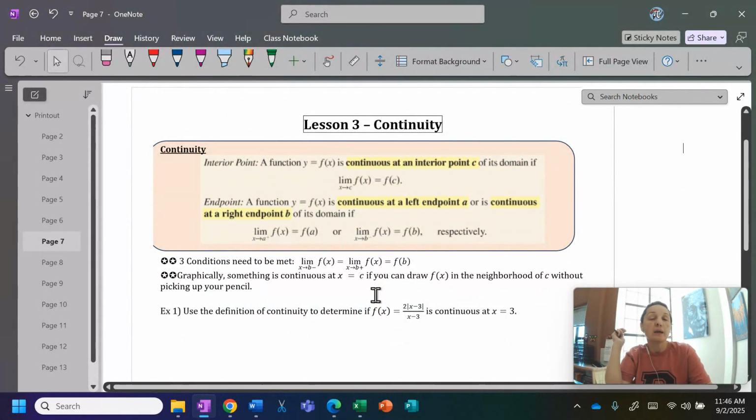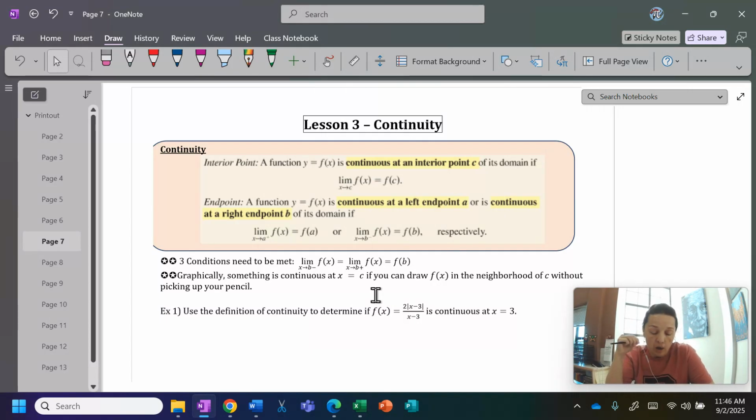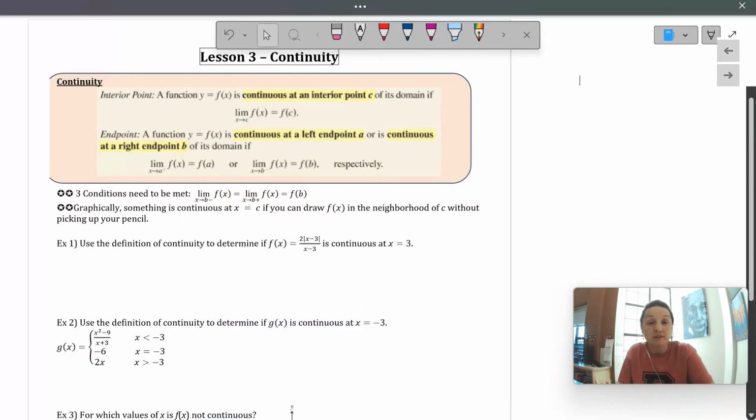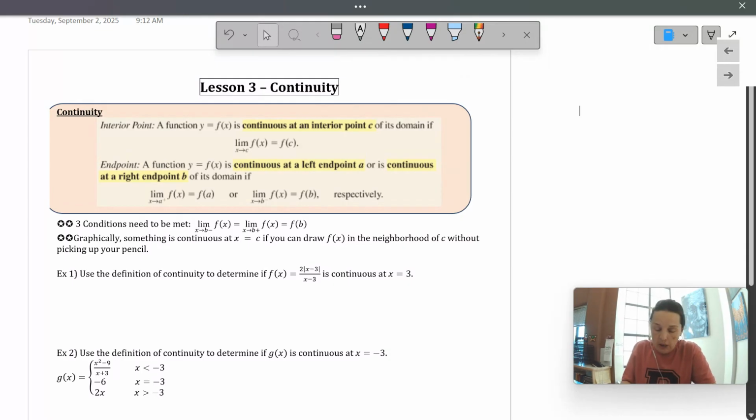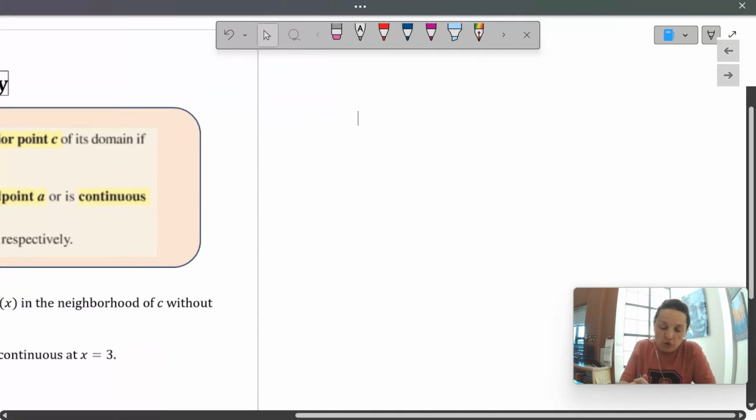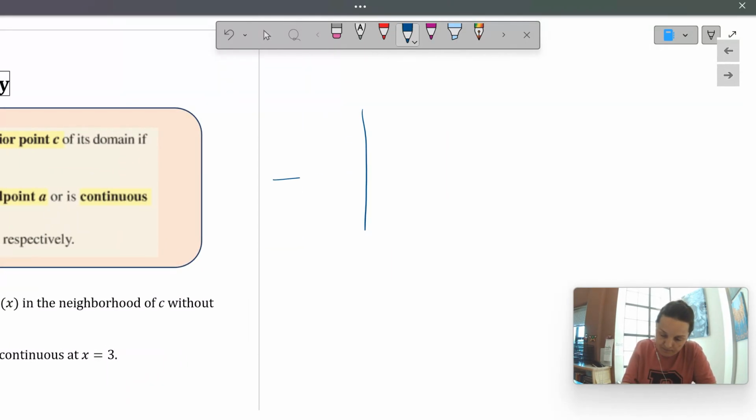Hello again, and we are now on lesson 3 of limits, where we are going to talk about the idea of continuity, something being continuous. And again, this is one of those things that has nuance, but there's also a bit of common sense here, so don't ignore your common sense as you go. So let's talk about continuity, but let's just talk about it in a generic sense for a second.